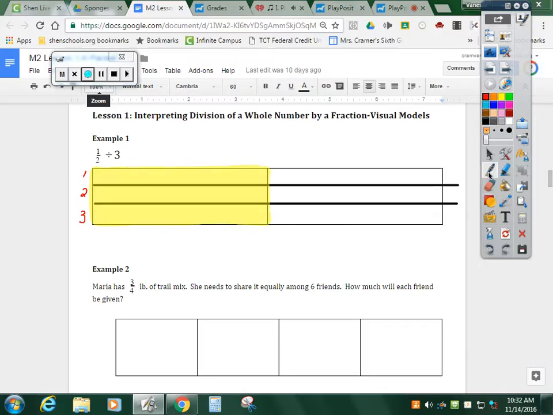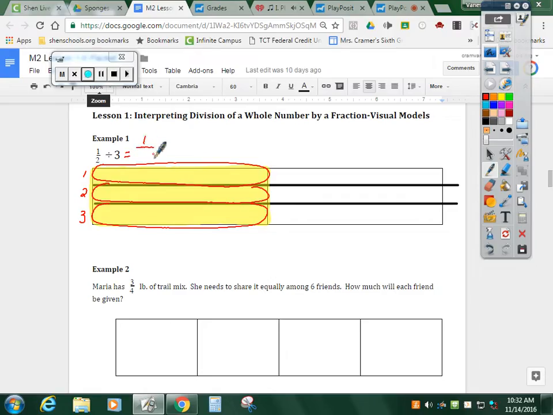Now the question's really saying, if you take 1/2 and divide it by 3, how much is in each of the 3 parts? So I'm going to look and I'm going to circle. There's only 1 box colored in this part, only 1 box colored in this section, and only 1 box colored here. So when we took 1/2 and divided it by 3, every section had 1.